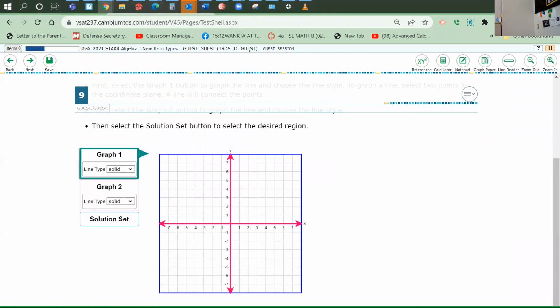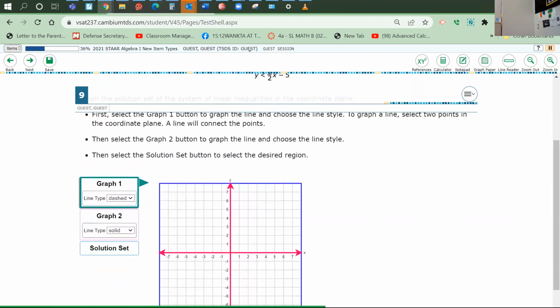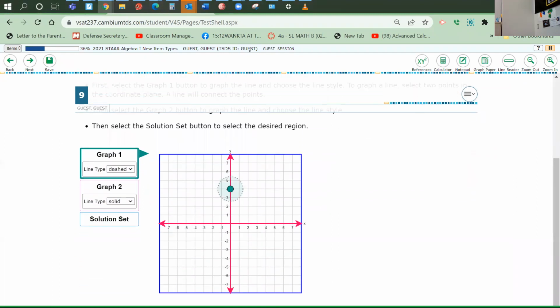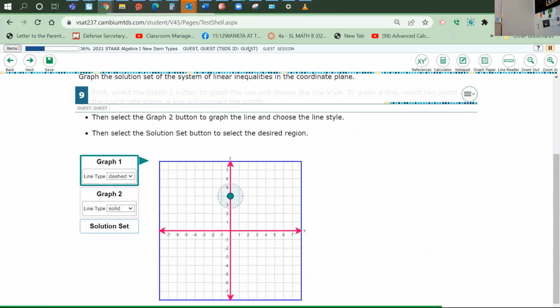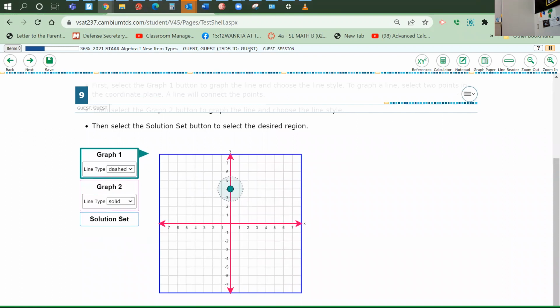So you got to select graph. First graph, the line is going to be a dashed line. And my starting point for the first one again is going to be 4. All right. And down 3, is it down 3 and across 4? 1, 2, 3 and across 4. That's my line. Okay.